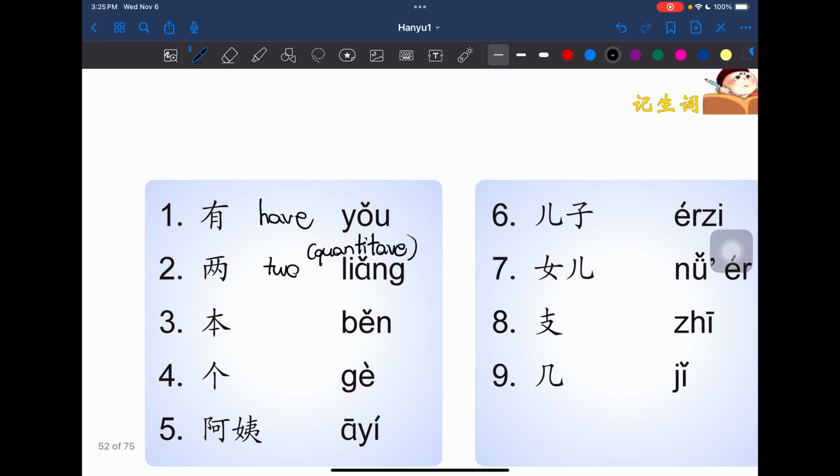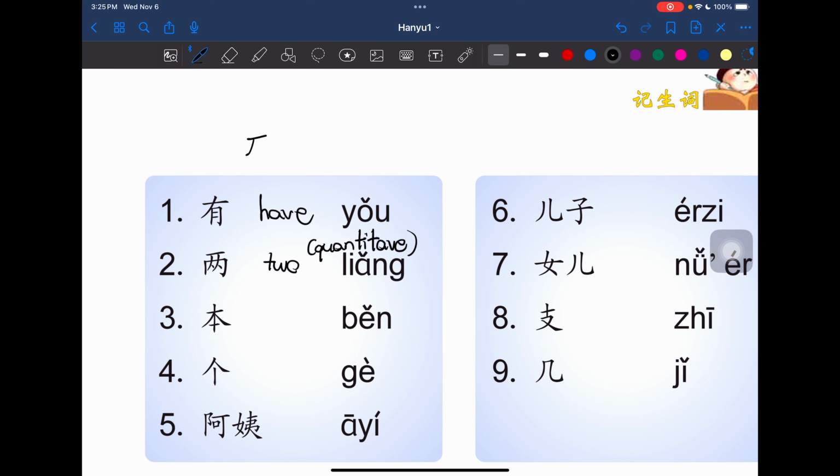So to write 两, we go 1, 2, 3, 4, 5, 6, 7. Just 7 strokes like that, okay? 1, 2, 3, 4, 5, 6, 7. That is 两 2. Okay, next we have 本.